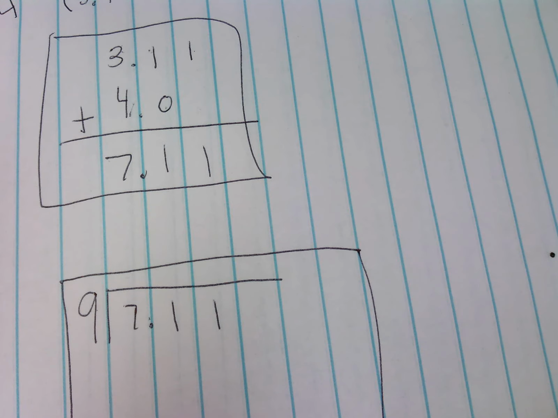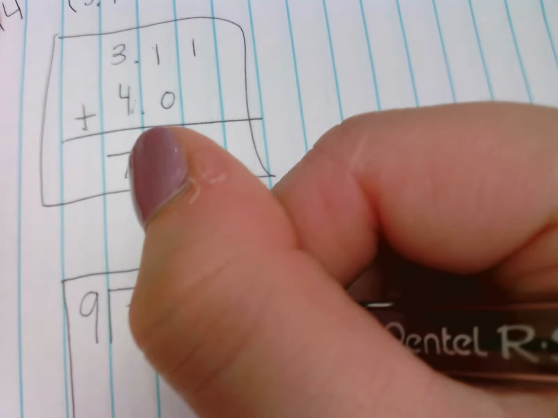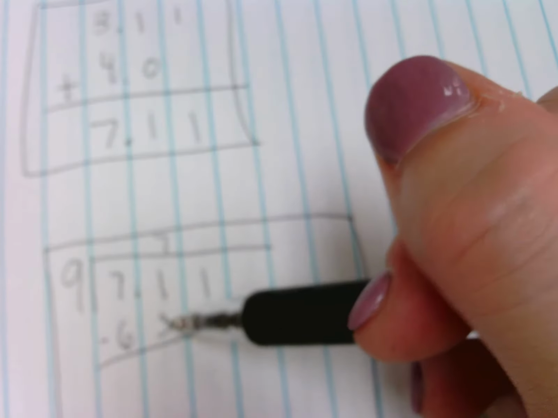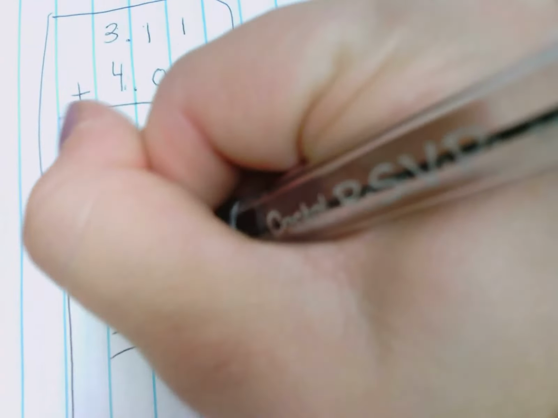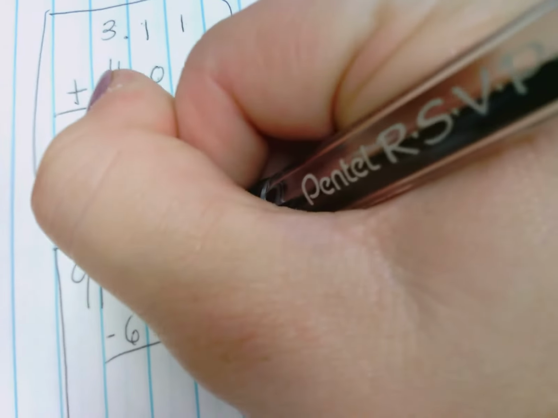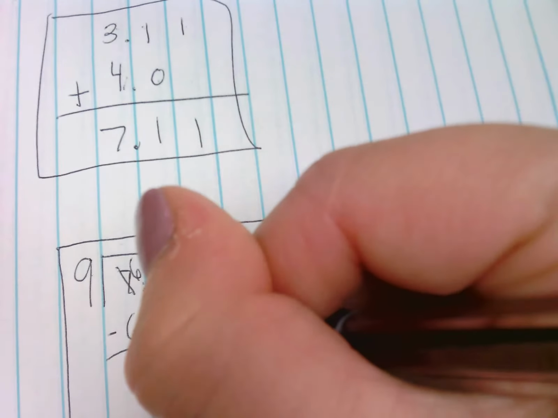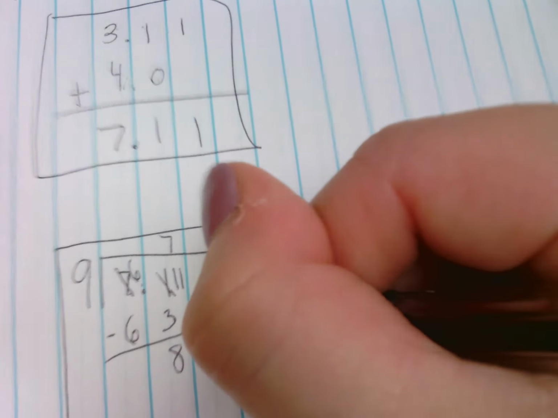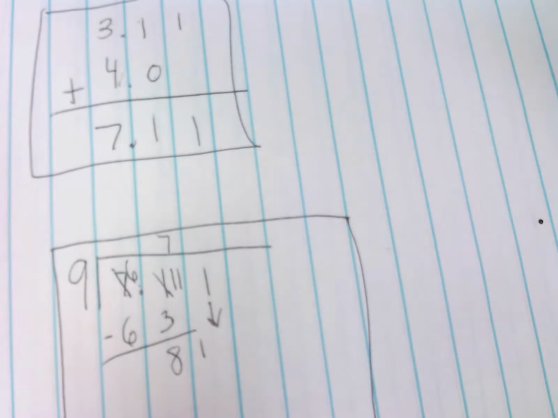All right, the closest number I can get to that would be 9 times 7, which equals 63. So now I need to subtract. What is 1 minus 3? You can't do, so this becomes a 6. This becomes an 11. 11 minus 3 equals 8. 6 minus 6 equals 0. So now I bring down this 1 to make it 81.